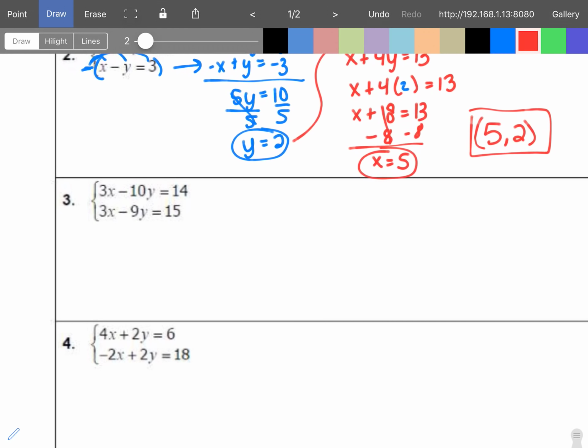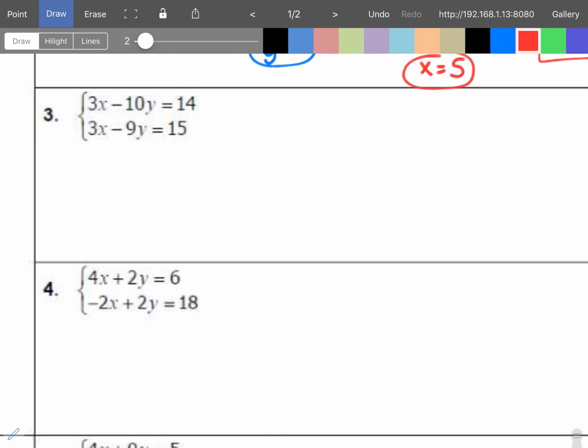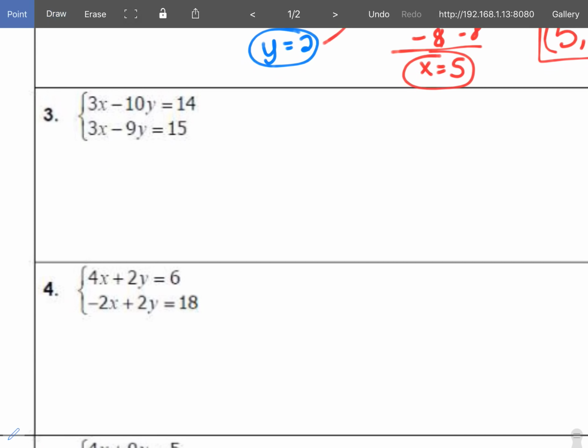That's it. Number 3. So do you see how if we add down, both of these are positive? If I added down right now, 3x plus 3x is 6x. I don't want that. I need them to cancel. And see how the coefficients are the same here, 3 and 3? So that's why we're going to get rid of the x's. 10 and 9 are not the same, so we're not going to get rid of the y's. We're going to get rid of the x's. That's going to be the easiest one.